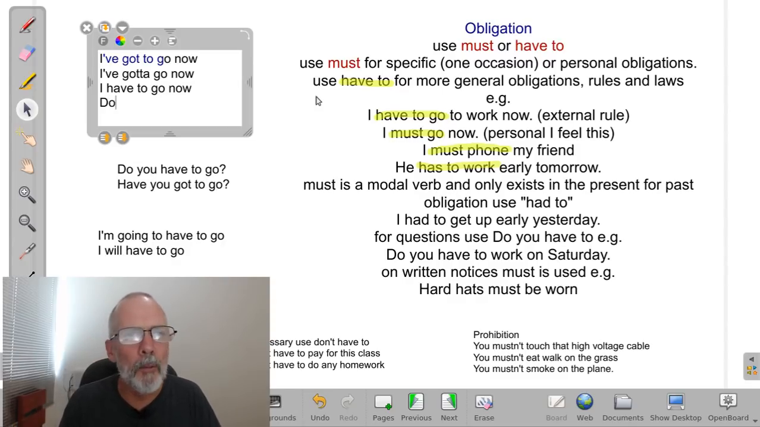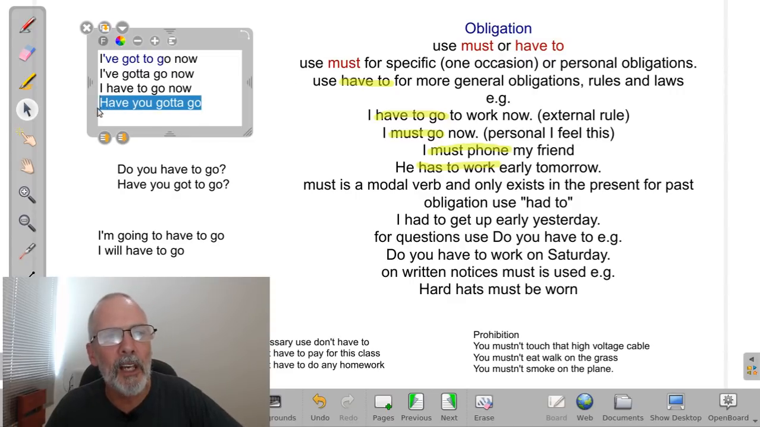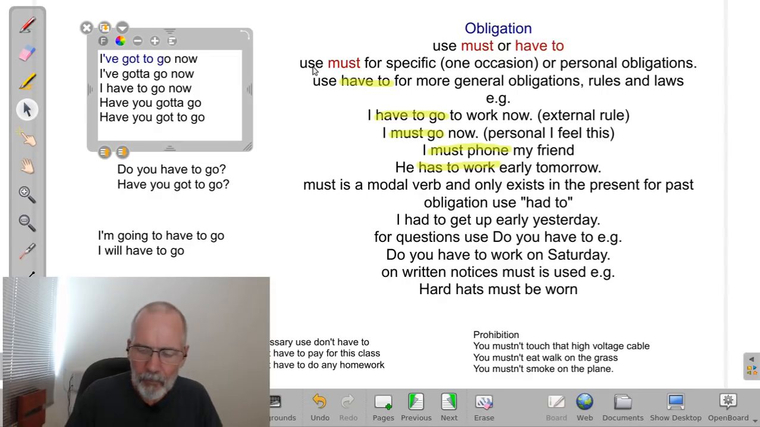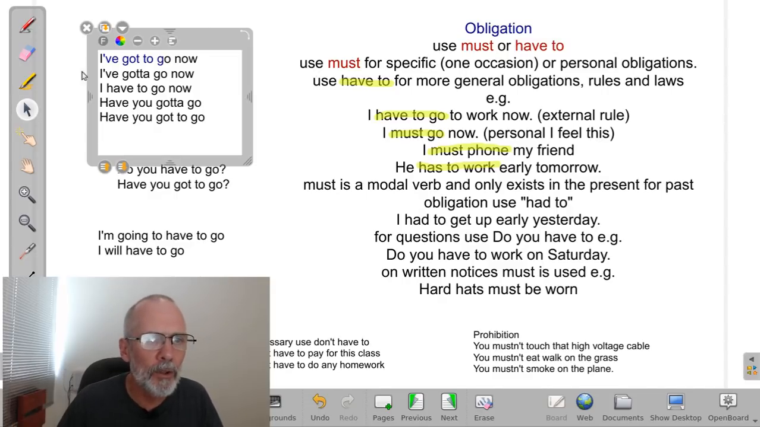In the question, people might say, have you got to go? Now remember, I'm writing this the way it's going to be spoken. You don't write it like that. The correct way to write it is, have you got to go? But people don't necessarily say that. They say, have you got to go now? So those are the questions.